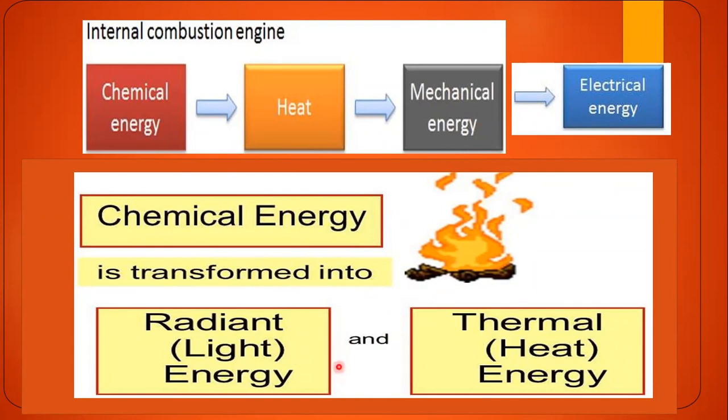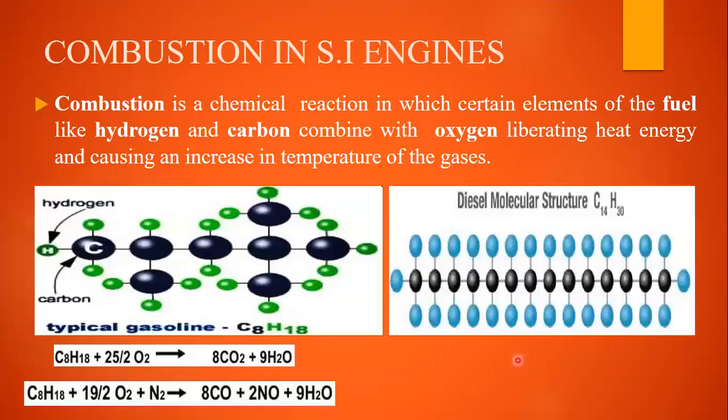Here, chemical energy is going to transform into radiant energy, light. Light means there will be some spark, some light is going to be generated, and some thermal energy, nothing but heat energy. Some heat and light will be there after combustion. So combustion is nothing but the transformation of chemical energy into light and heat energy. Light means radiant energy, and heat means thermal energy. That is the combustion.